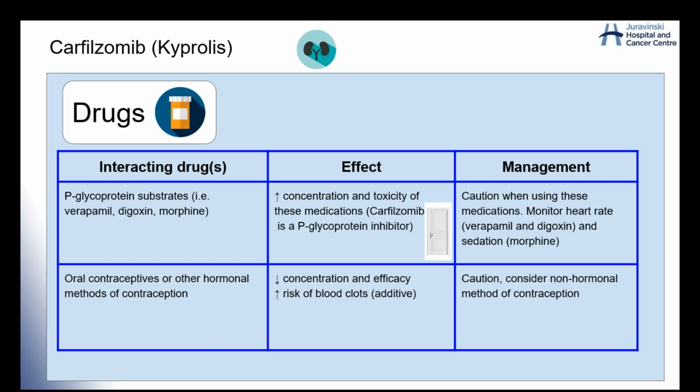We monitor for the heart rate, because if the levels of digoxin and verapamil go up, the heart rate will start to go down. We also monitor for things like sedation and dizziness and drowsiness, because when the levels of morphine go up, we feel a lot more dizzy and drowsy. So if you're on these medications, you probably want to let the doctor know.